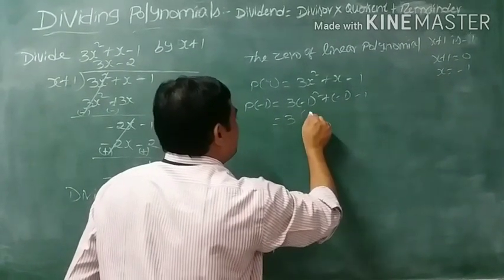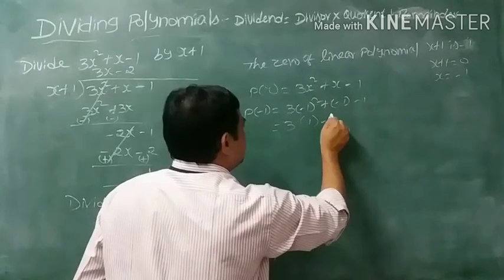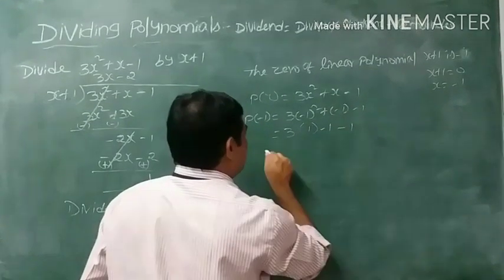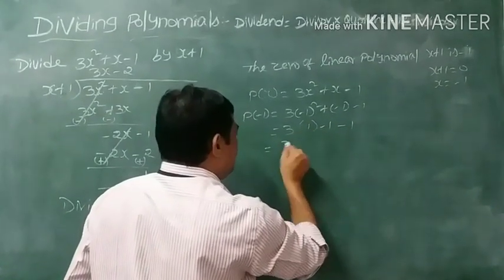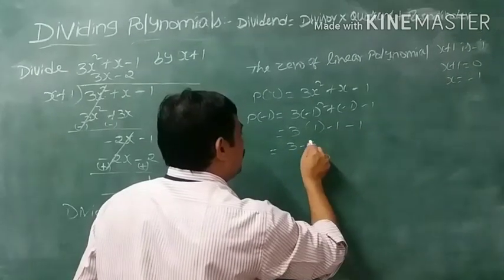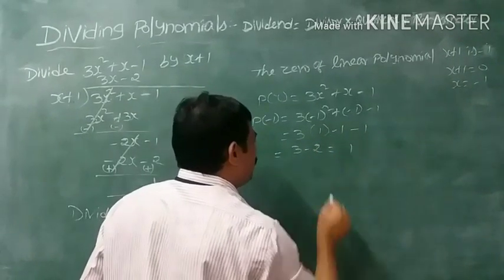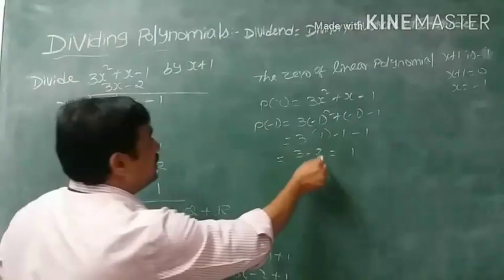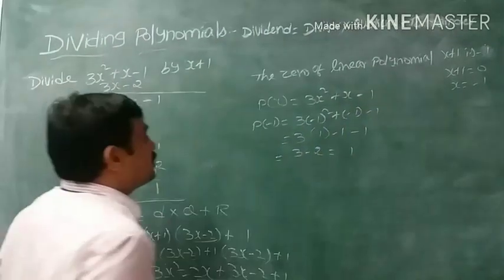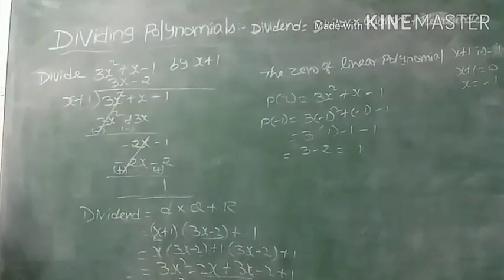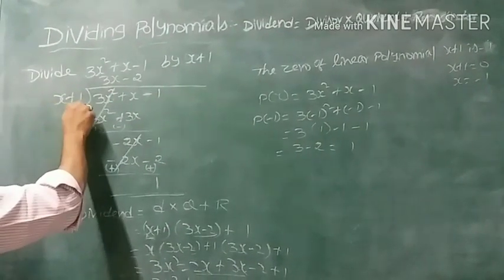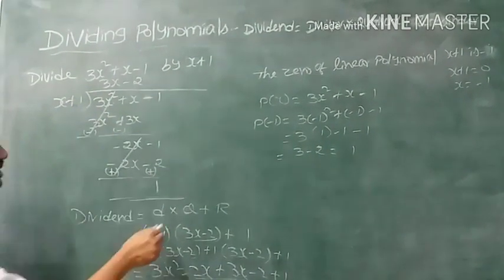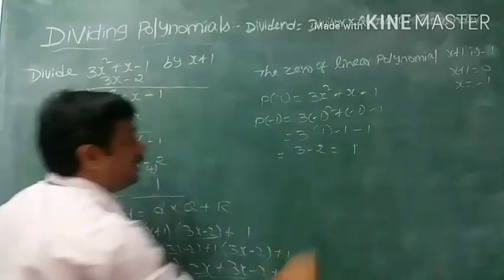Minus 1 square is nothing but 1, plus 3 into minus 1, minus 1. Now 3 into 1 is 3, minus 1 minus 1, you will get minus 2. 3 minus 2 is 1. That means this one is the actual division method and this one is by the substituting method. So we'll get the same answer only. That means with the help of this linear polynomial, when we simplify, we'll get the same answer only.